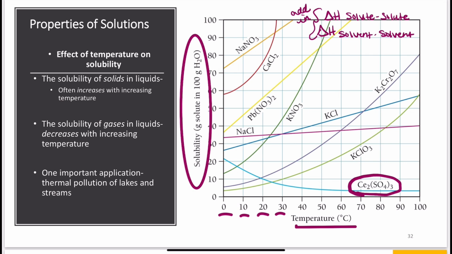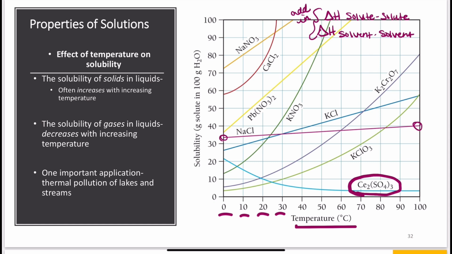And I see every compound here, with the exception of, again, the cerium 3 sulfate, is increasing the solubility. Even sodium chloride, it's not a huge increase, but I do see starting down here at around maybe 34 grams per 100 grams of water, up to 40 by the time I go up to 100 degrees C from 0 degrees Celsius.